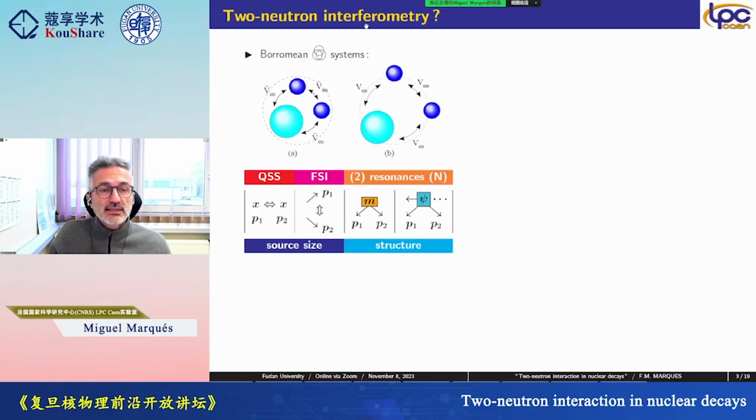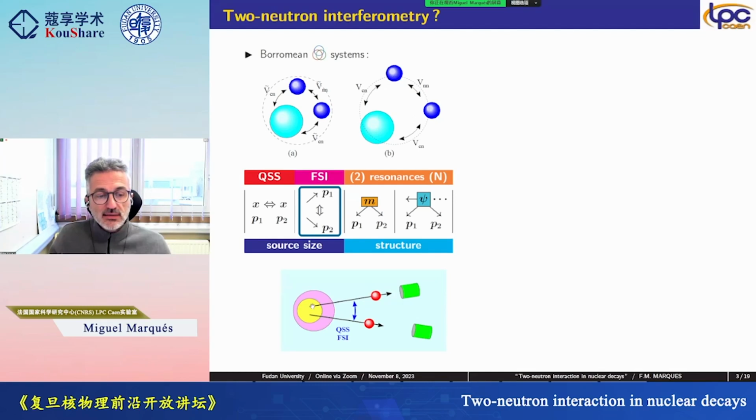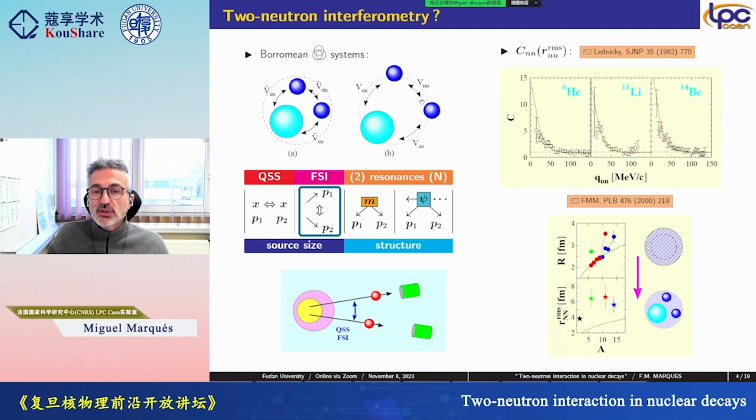So, as I said, at the end of the 1990s, we tried to apply this technique to the Borromean systems. So, two-neutron halos. When you break the system, then you have the neutron-neutron interaction that will act on the neutrons. And so we concentrate, as I said, on this effect. We neglect the initial correlations and we only try to describe the data using the final state interaction. And these were the results that we obtained.